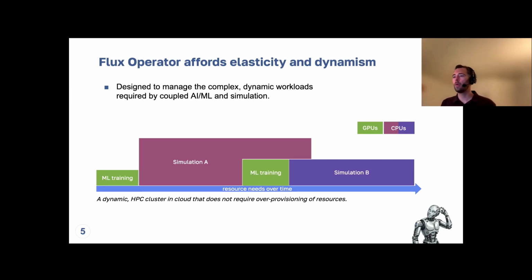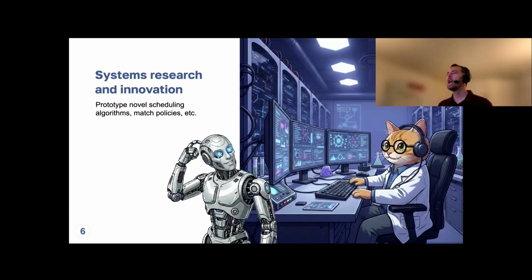evolve over time. So you start with ML training, then you can kick off maybe an ensemble of simulations A, which requires CPUs of a particular type, which during those runs will actually feed data into a machine learning model, which can be retrained, and then based on that, a second simulation can take place. So the idea basically is to create a dynamic HPC cluster in the cloud that doesn't over-provision resources. So again, you can provision the type of resources you need when you need them in order to save cost and improve utilization.